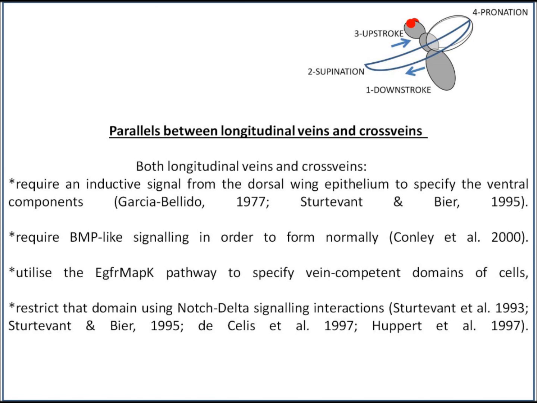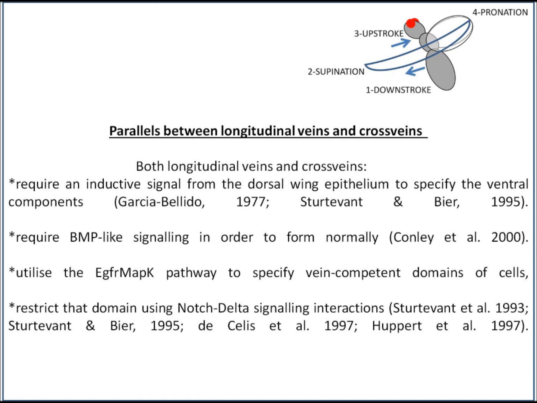Now, there are parallels between longitudinal veins and crossveins from this model. In particular, both longitudinal veins and crossveins require an inductive signal from the dorsal wing epithelium to specify the ventral components. Both require BMP-like signalling in order to form normally, and both also use the EGFR MAPK pathway to specify vein-competent domains of cells, and then further restrict that domain by Notch-Delta signaling interactions.